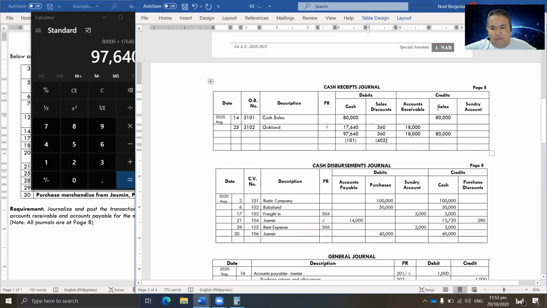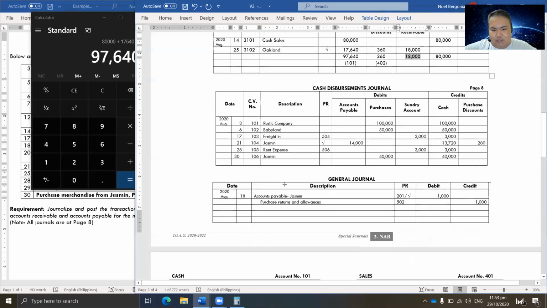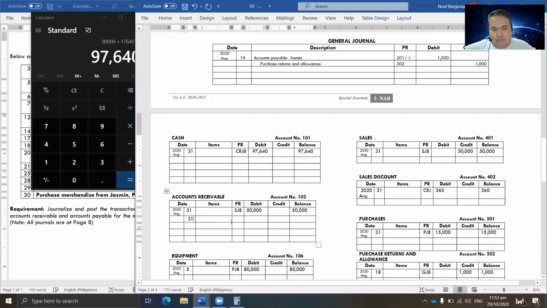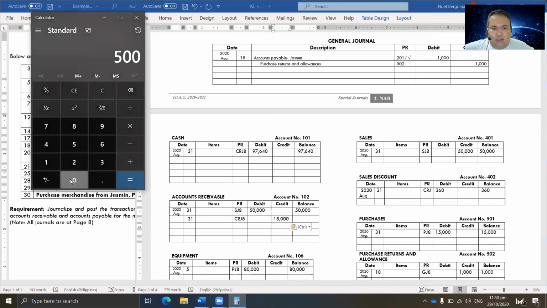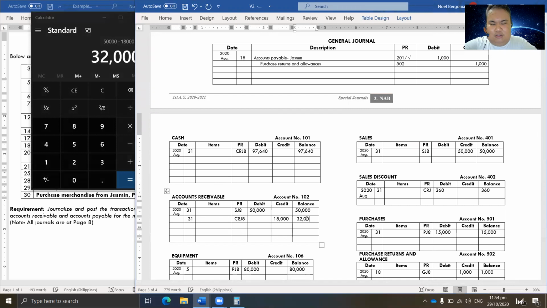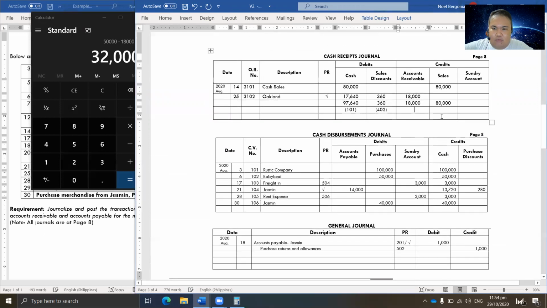Next would be accounts receivable. So naka-credit po yung accounts receivable at 18,000. So punta tayo sa accounts receivable, 18,000. 31 din. Saan galing? Cash receipts journal, page number 8. Credit, di ba? Yung 18,000. So lagay sa credit, 18,000. Since we have a balance of 50,000, and then we have a credit of 18,000, magkano po yung remaining balance? 32,000 na lang. So, we're done posting the accounts receivable from the cash receipts journal, 102 yung account number. So balik ulit tayo doon para i-post yung 102.